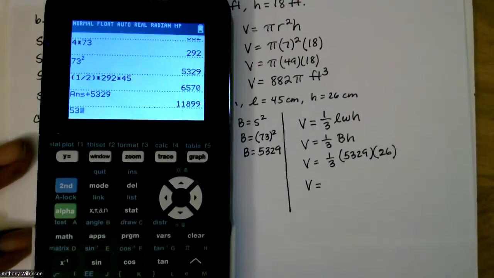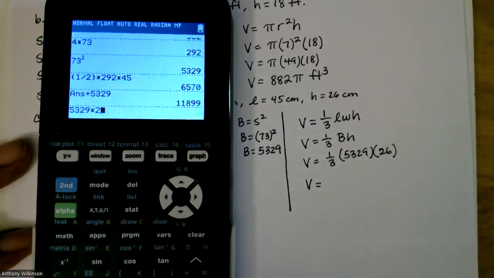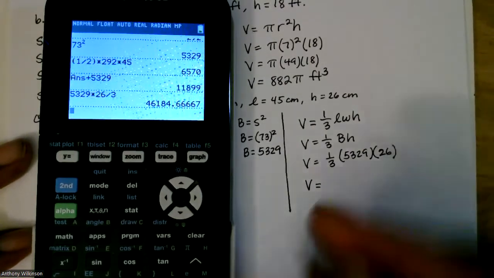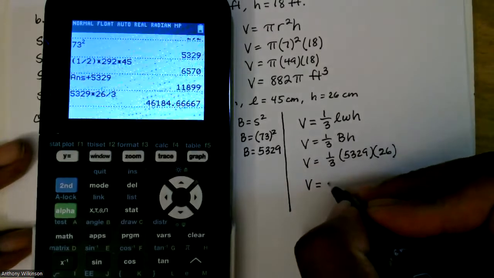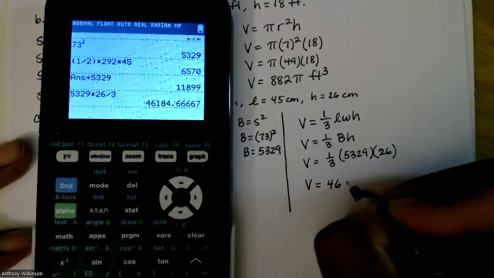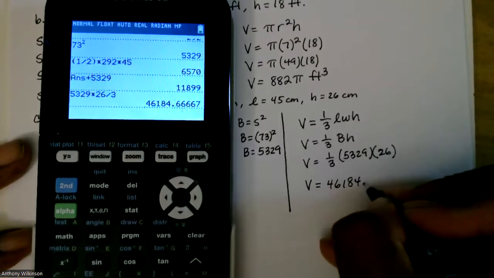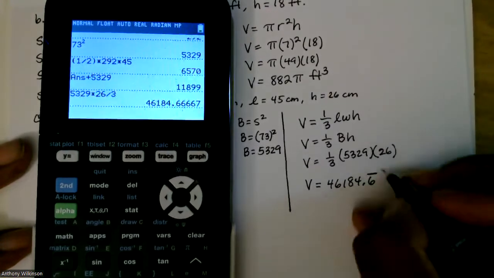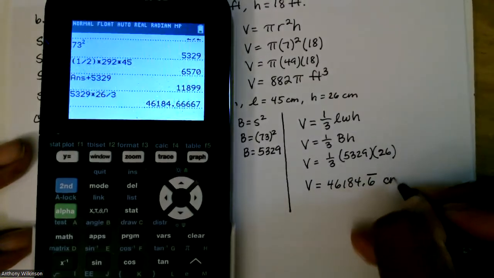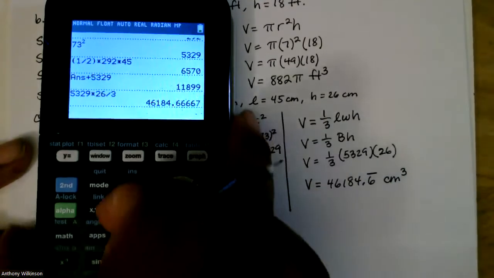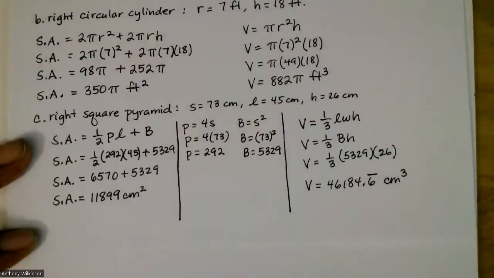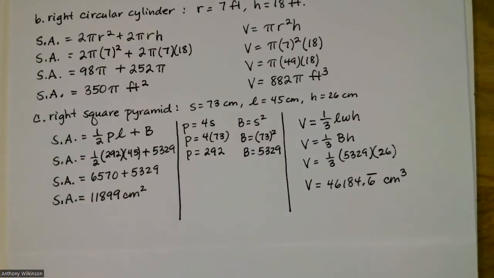5,329 times 26 divided by 3. And yeah, you're going to get a decimal here. This will be 46,184.6 repeating. And this is in cubic centimeters, since we're dealing with the volume. So that would be the volume of that right square pyramid.